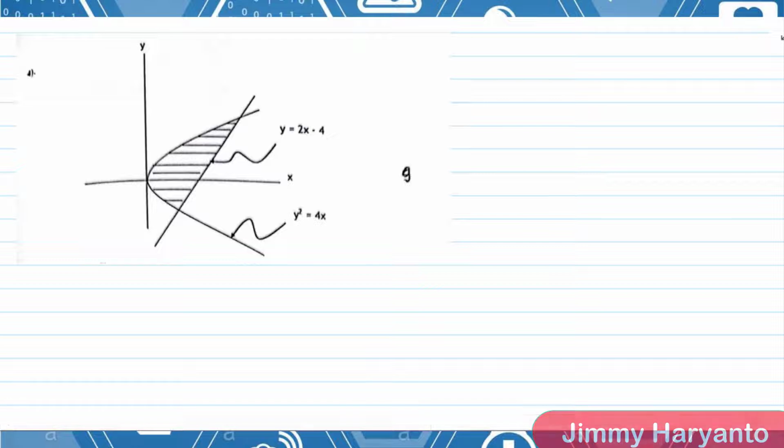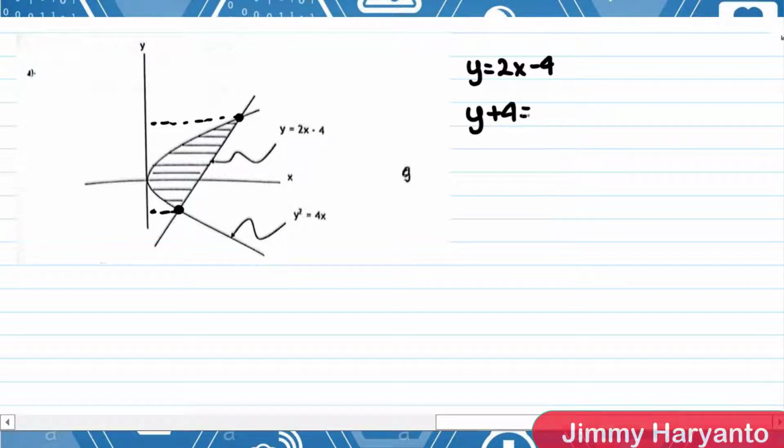Okay, good. And the next one is number 4. For number 4, it's also obvious that you have to see the area with respect to the y-axis. So let's find the boundaries first. The boundaries are the points of intersection, right? So you have to substitute the function. First we have to make them into x equal to, so y equals 2x minus 4 for the first one, y plus 4 equals 2x, make it into x equal to, x equals y plus 4 over 2. Okay, just leave it like that.